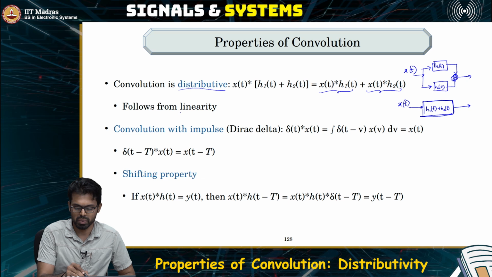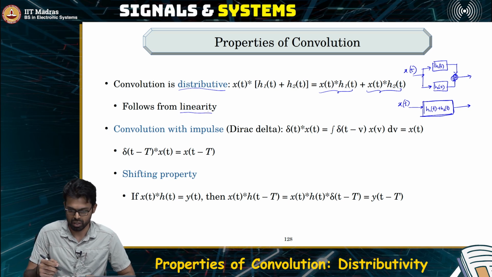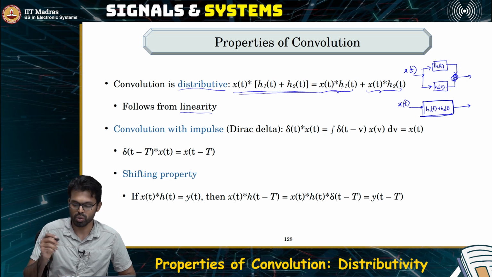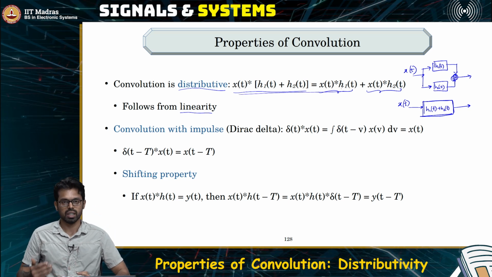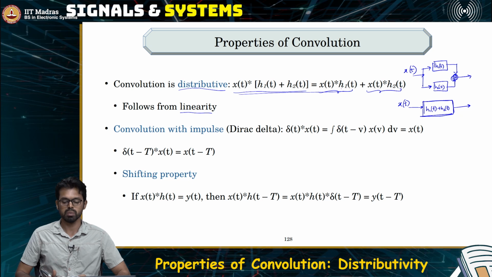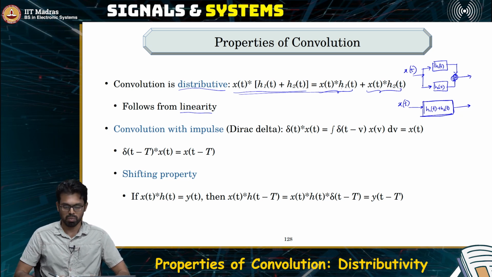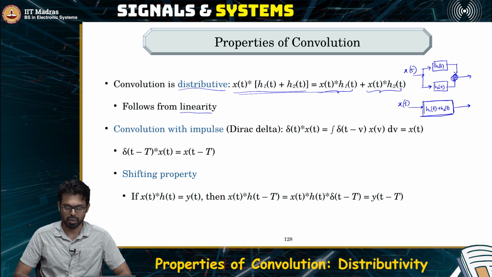Now, why is this true? It directly follows from the linearity of the convolution property. So this, if you remember, exactly looks like the superposition property, right? We said convolution is true for linear systems, which means there is linearity already inbuilt, and that directly follows from the superposition property of linearity.